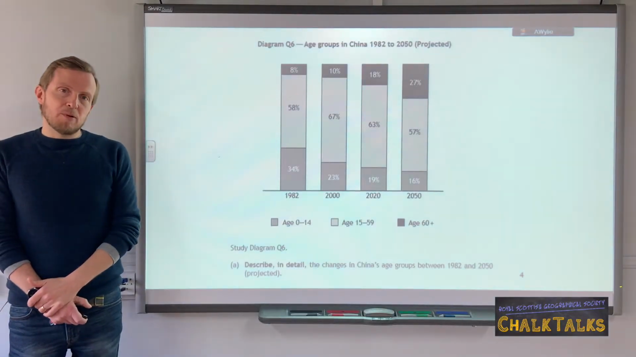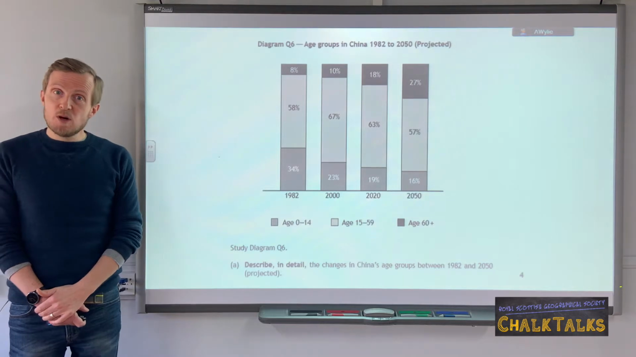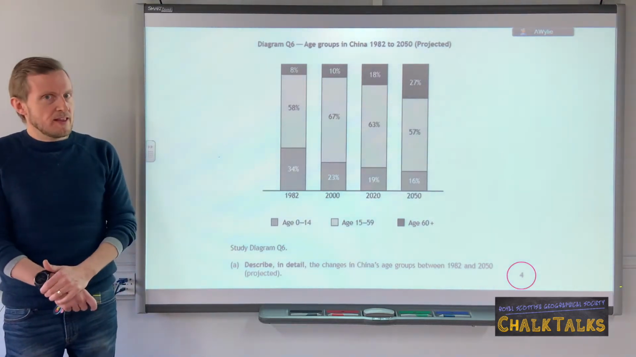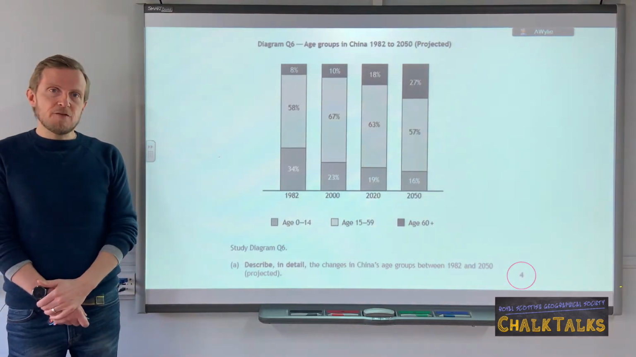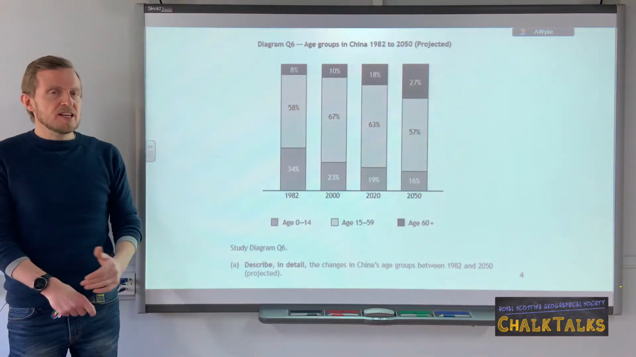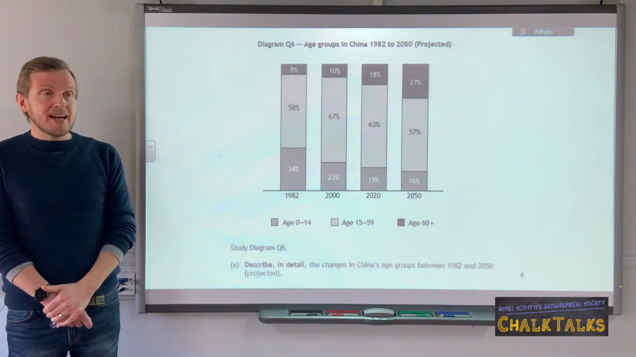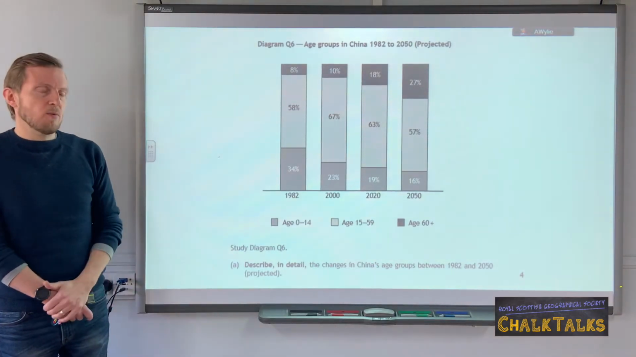In this second example, we're once again dealing with a describe in detail question, and once again it's worth 4 marks. Therefore we need to make 4 statements. The difference is we're using a graph to answer it rather than a map. But the same rules apply as the ones you're using on the map. You should be giving data. I'll show you how that works.